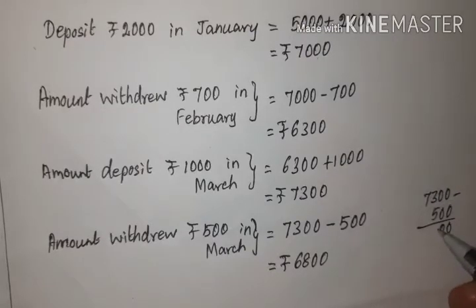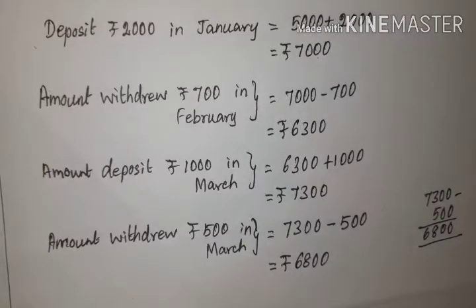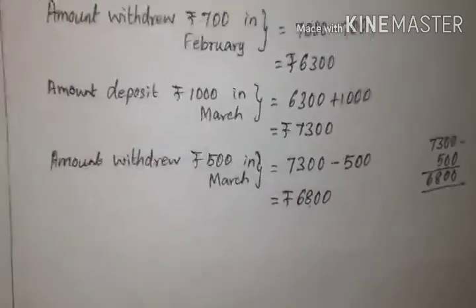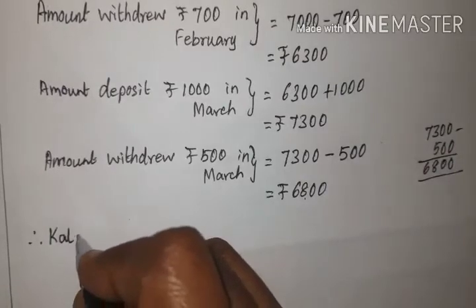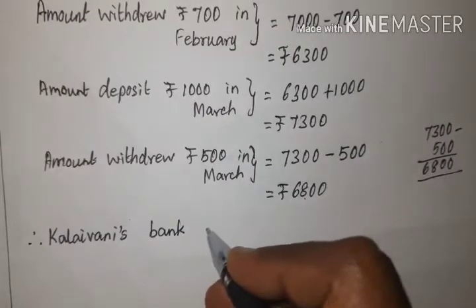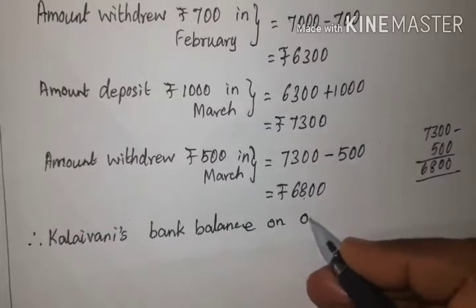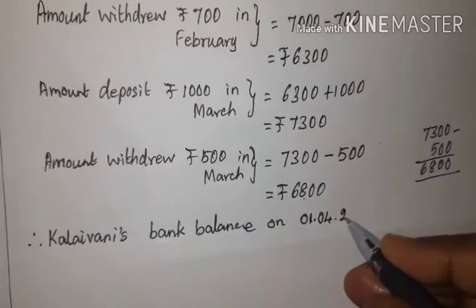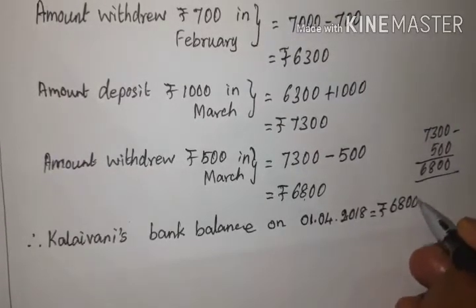Zero 13 minus 5, 8, 6. Therefore, the balance on Kalaivani's bank balance on 1/4/2018 is 6800. Kalaivani's bank balance on 1/4/2018 is rupees 6800.